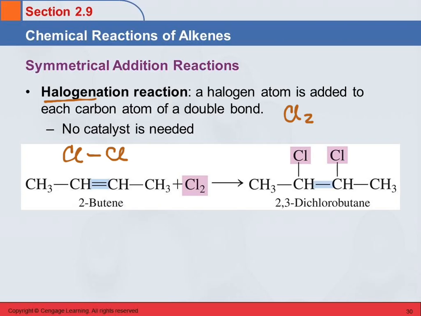And so what we end up with here is 2,3-dichlorobutane. So this was 2-butene. The chlorines are adding across that double bond, so we get one on the second carbon, one on the third carbon. Now it's not butene anymore because the double bond's gone. It's butane, 2,3-dichlorobutane. This doesn't need a catalyst. This goes pretty well on its own. Any questions?